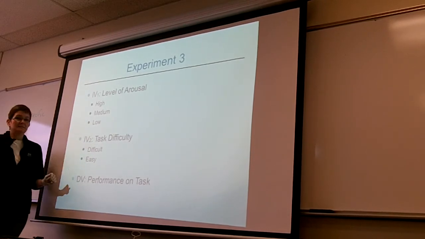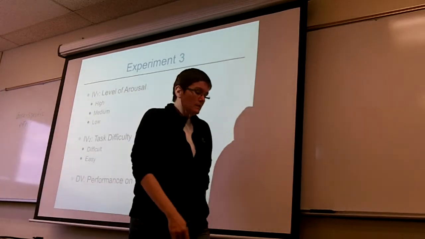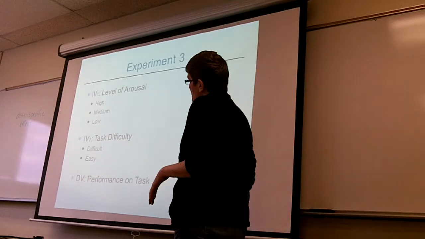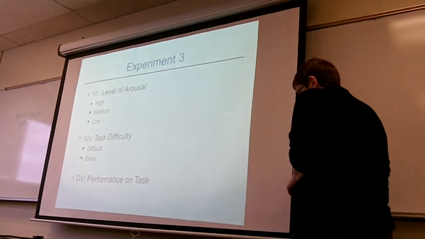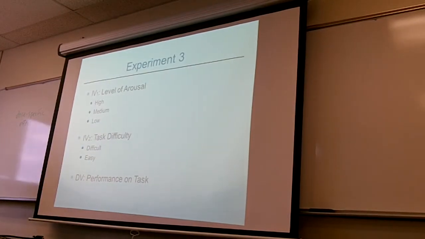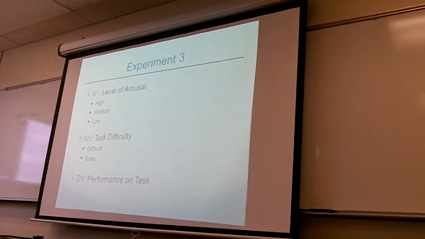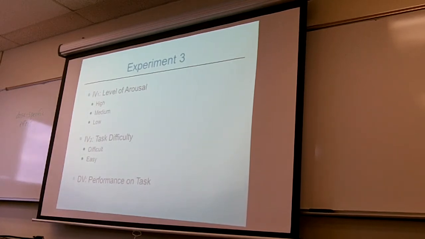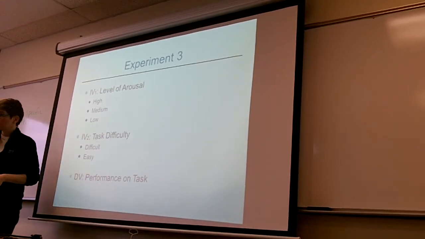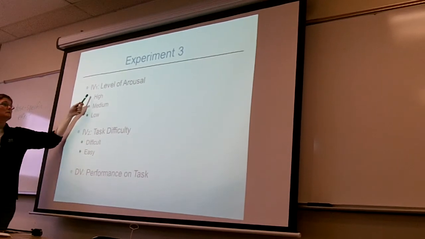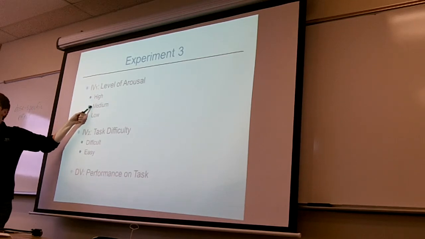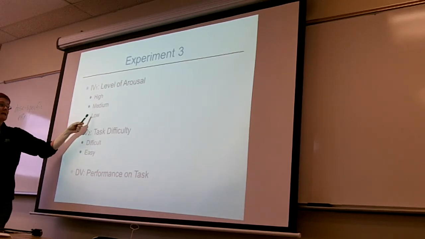And then task difficulty. So they can either do an easy task or a hard task. And what we're assessing is people's performance on the task. So we're curious if there's an interaction between how alert people are and how hard the task is they have to do. So another way to think about this. This is, I drank a 6-pack of Red Bull. This is, I had a Coke. This is, I had warm milk.